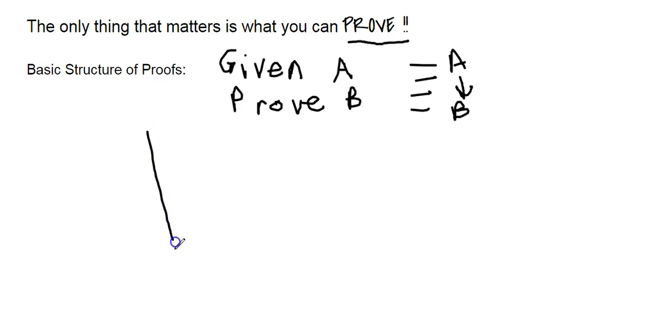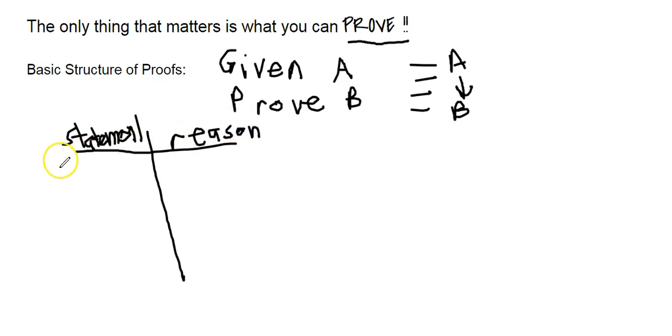Basic proofs look something like this, okay. Typically you have two columns here. You have statements here, and then you're going to have a reason here. Okay, and kind of like a good story, things will be numbered 1, 2, 3, 4, 5, 6, like this. And kind of like a good story, you're going to start off with the first couple of things. These are probably going to be your givens.